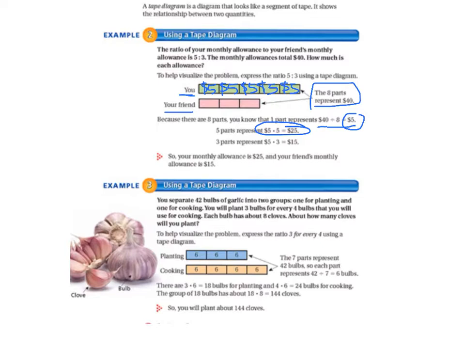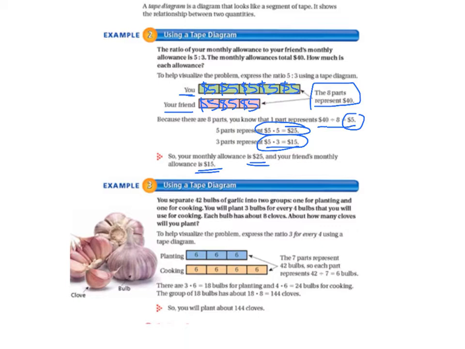And 3 parts, your friend, also gets $5 for each part, but they only get 3 parts. So they only get an allowance of $15. So your monthly allowance is $25 and your friend's monthly allowance is $15.